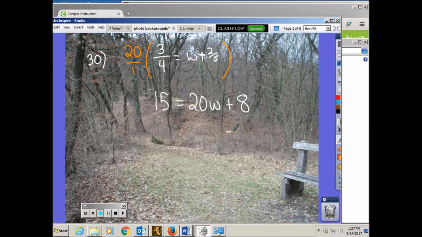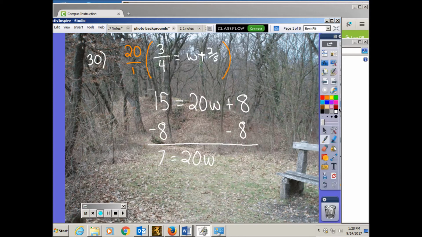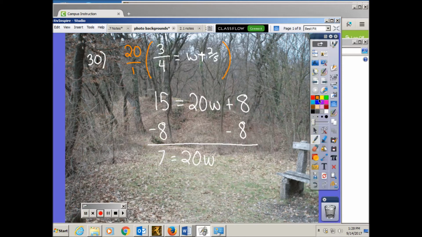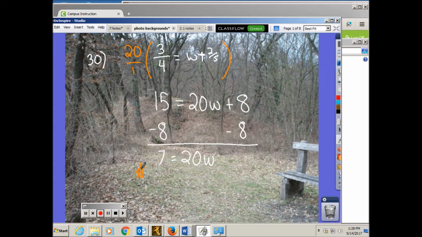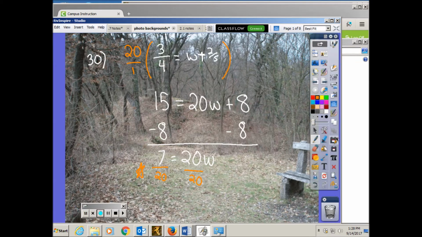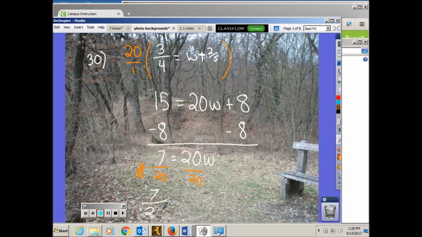So I could subtract 8 from both sides. 15 minus 8 is 7. Now, next step, I want to like star this. Because I do see students getting confused here. To get rid of this 20W, I'm actually dividing both sides by 20. The reason I'm pointing that is because sometimes when you guys go to divide, you start flipping stuff. It's 7 twentieths equals W.